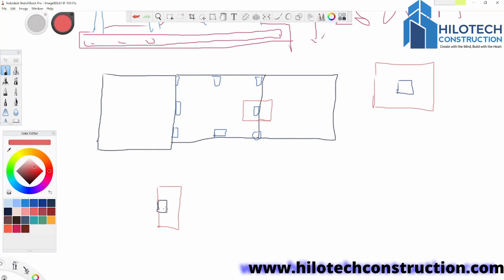Now this kind of situation is called an eccentric footing. But we cannot allow a footing like this, because there is a chance of the building overturning, and we don't want that to happen, because if it overturns, it's going to be very catastrophic.